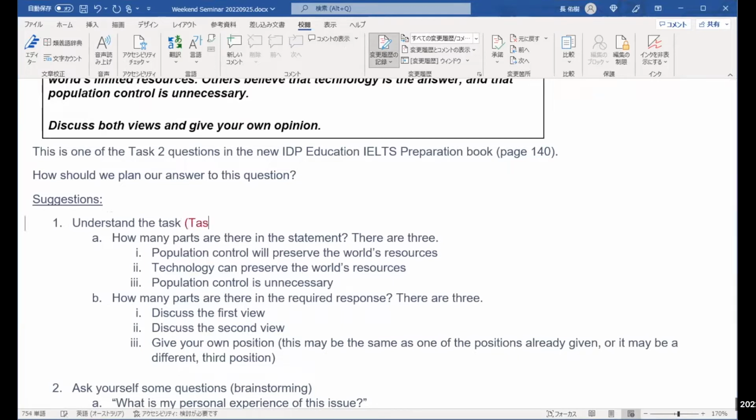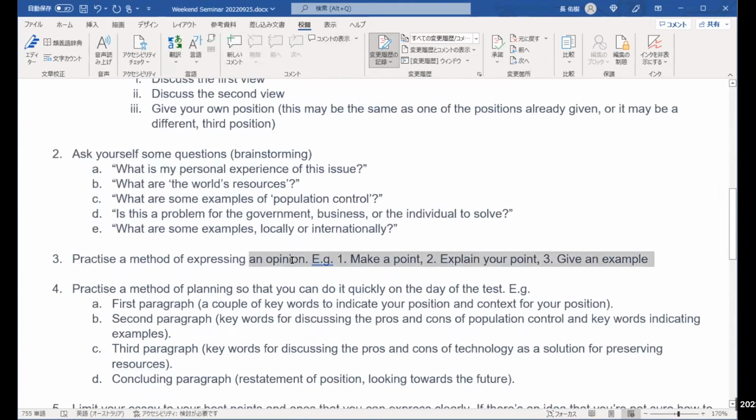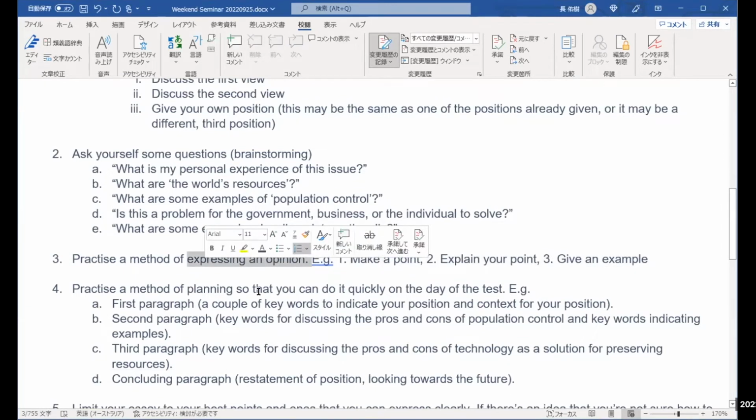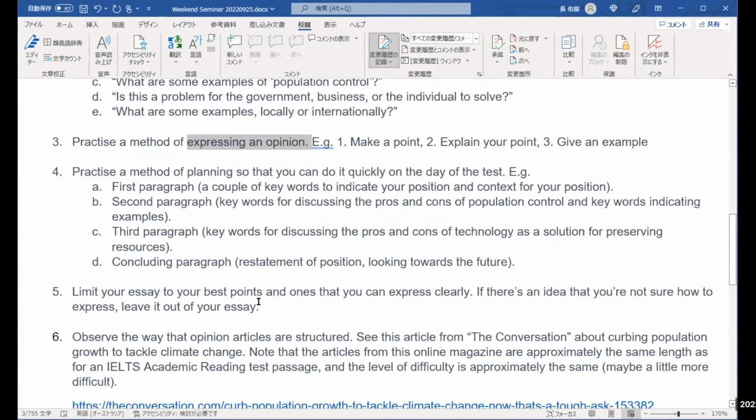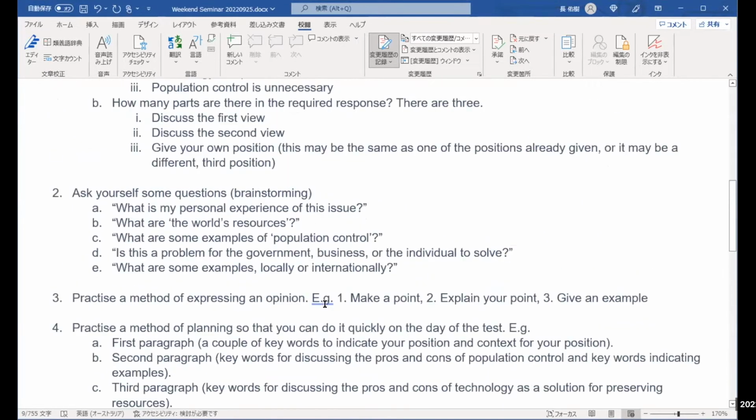We're also going to look at some of the ways that you can express an opinion in an opinion essay, which is what a task 2 is. And we will look at some of the ways that you might actually expand your knowledge of certain subjects before the test, long before the test. We'll look quickly at a little article from an online magazine called The Conversation, which we've mentioned once or twice before. So anyway, let's start by looking at the task.